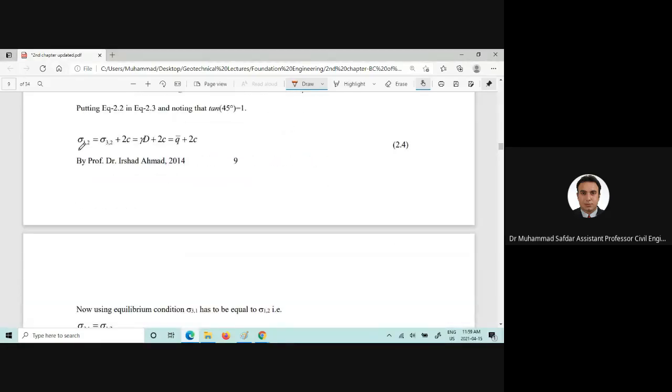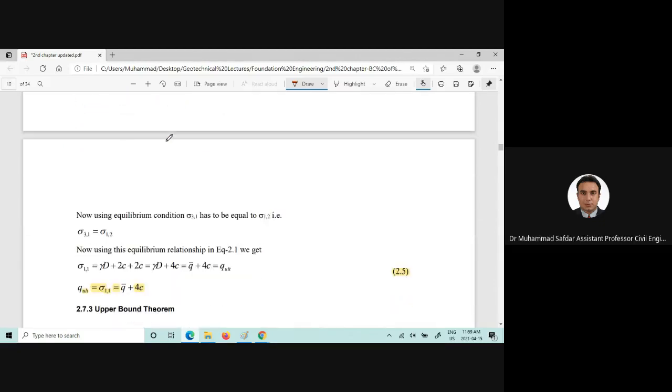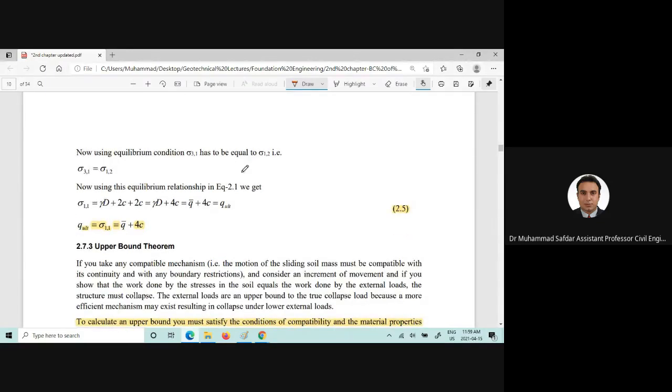Now if we put these equations, sigma 1(2) is equal to sigma 3(2) plus 2c, and sigma 3(2) is equal to gamma into D, so we can write this equation as q bar plus 2c. Using the equilibrium condition where sigma 3(1) and sigma 1(2) are equal to each other, sigma 1(1) can be written in this form. The most important equation for a geotechnical engineer for a lower bound solution will be that Q ultimate is equal to Q bar plus 4C.